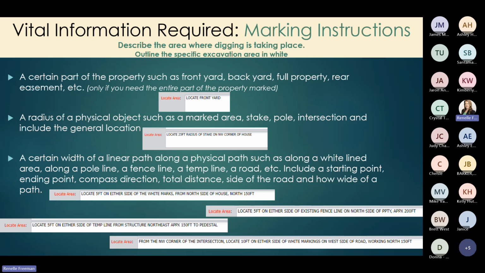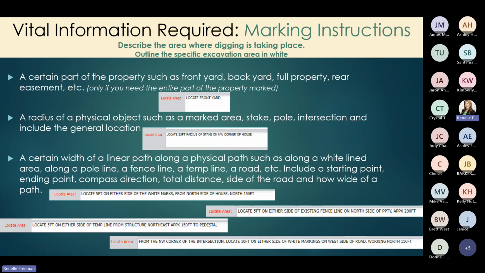The next example is a radius of a physical object, such as a marked area, a stake, a pole, an intersection, and then include the general location of that physical object. So an example of that would be locate 25-foot radius of a stake on the northwest corner of the house. Again, very clear.